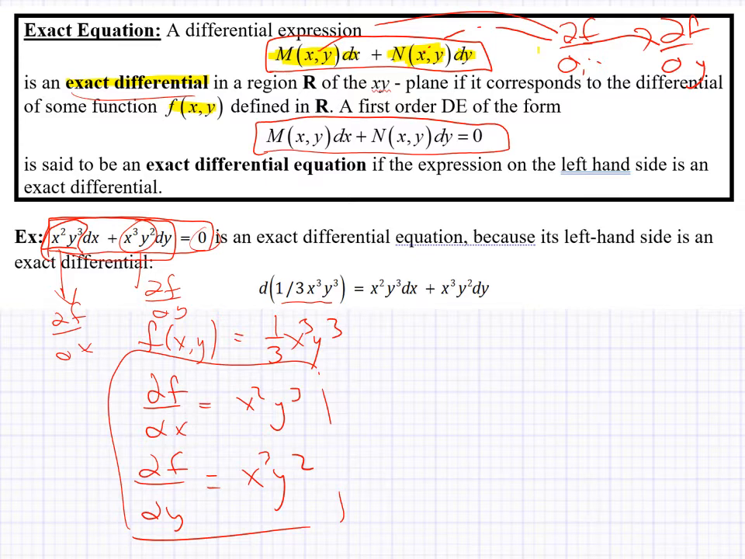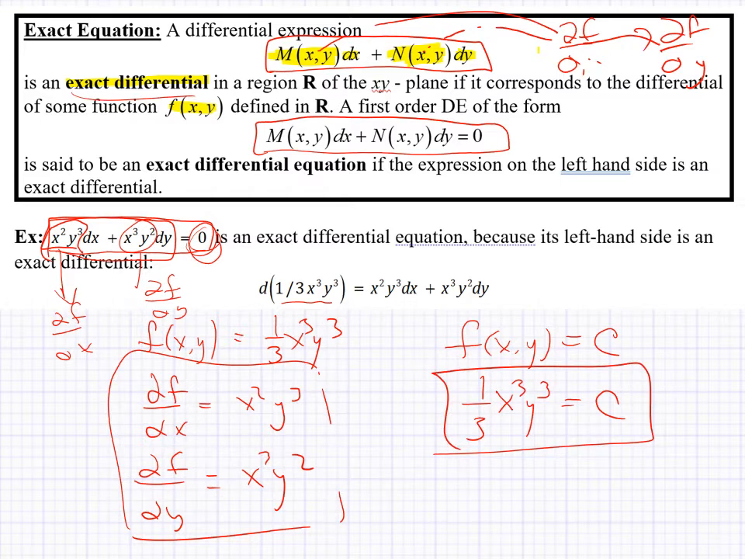And then what's the solution? Well, the solution should be that function equals c, because of the right-hand side being 0. And so the solution to that differential equation should be 1/3 x cubed y cubed equals c. And that's all well and good, again, because this was sitting in front of us. But how are we going to know that? How am I going to look at a differential equation and know that it fits that criteria of two different partial derivatives of the same function on the left-hand side so that I have an exact differential?